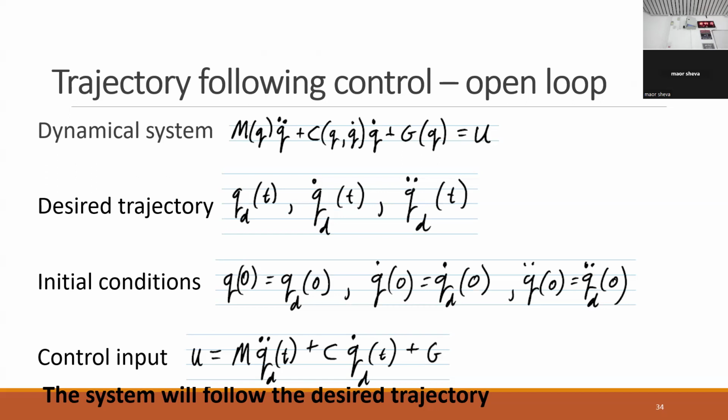Why is that so? Because if I put this here, and this is U, I put this here, and I start at this, I'll get 0 equals 0.